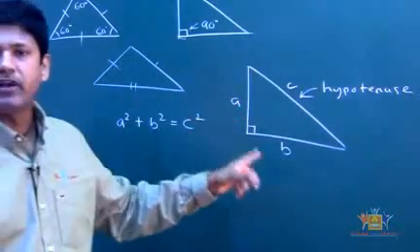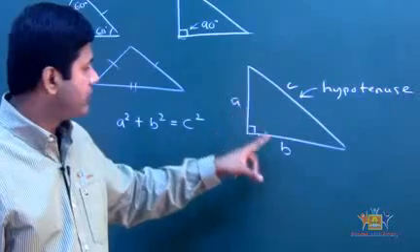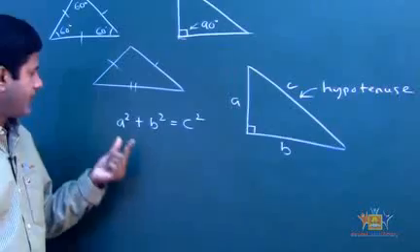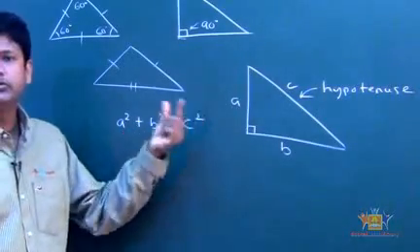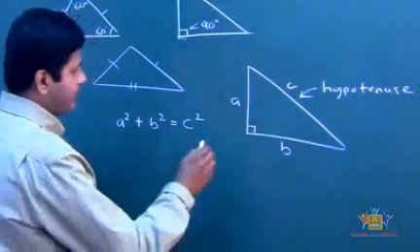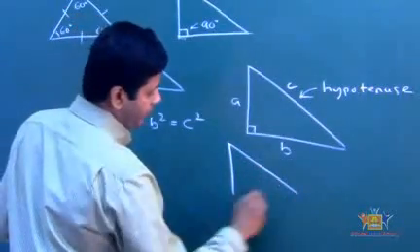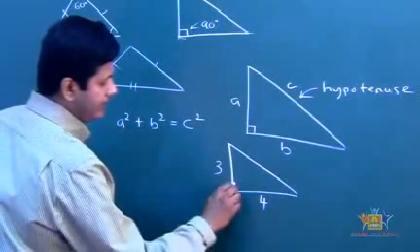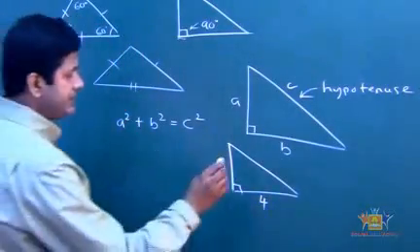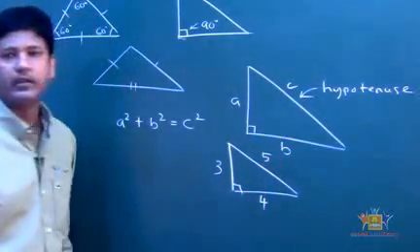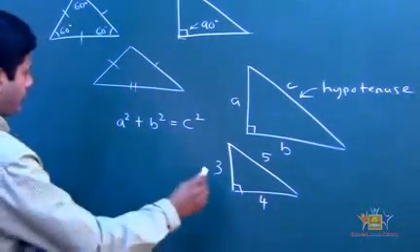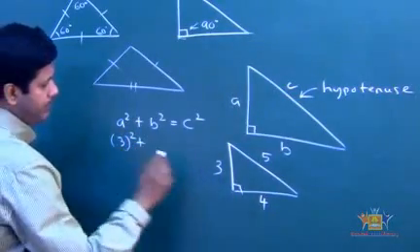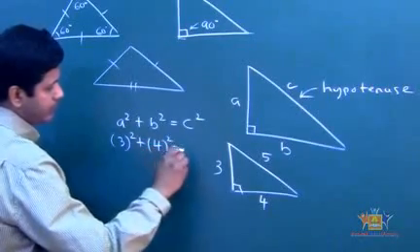When a triangle is a right angle triangle, the relationship between all three sides is A squared plus B squared equals C squared. That means if Mr. Max gives you a right angle triangle and tells you this side is 3 and this side is 4, this length will become 5. How's that? Now let's substitute. A is 3 squared, and B is 4 squared.